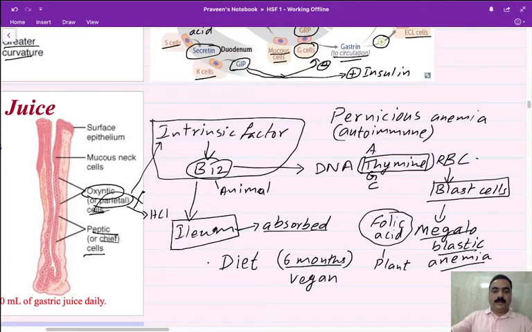Those are the major three reasons. One is dietary deficiency, another is the autoimmune condition, pernicious anemia, and the third is resection of the ileum. All these three conditions can lead to vitamin B12 deficiency. But how can you distinguish clinically, symptom-wise, between folic acid and vitamin B12 deficiency? Folic acid deficiency will lead to megaloblastic anemia, and vitamin B12 deficiency also will lead to megaloblastic anemia.